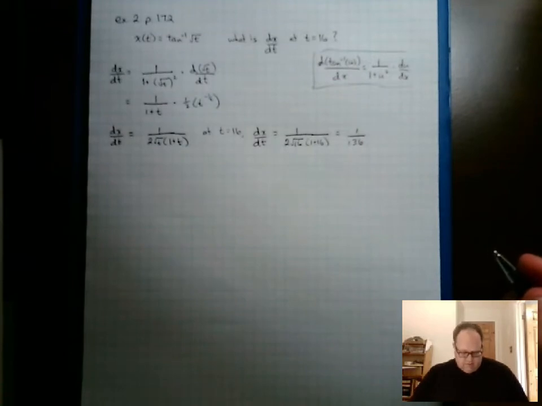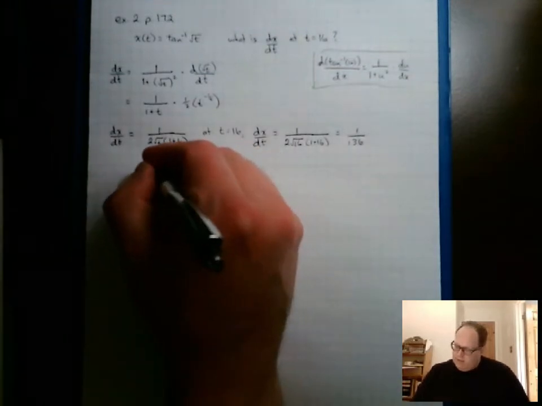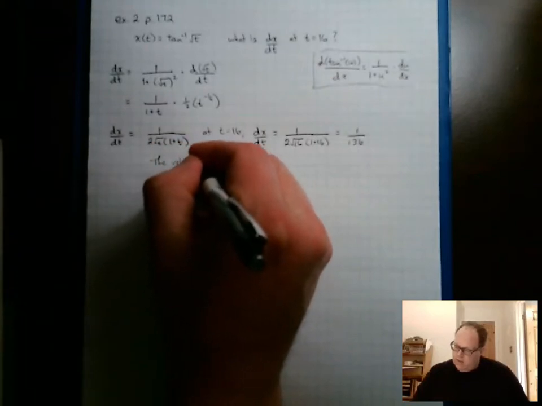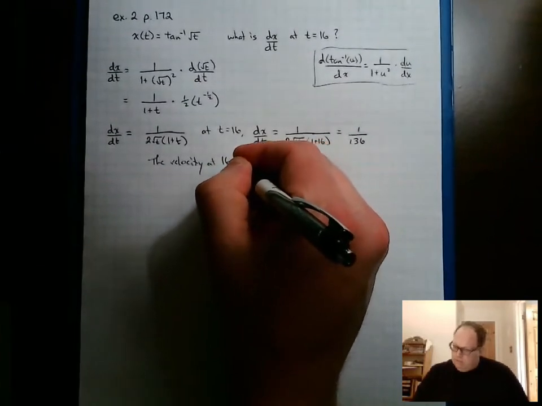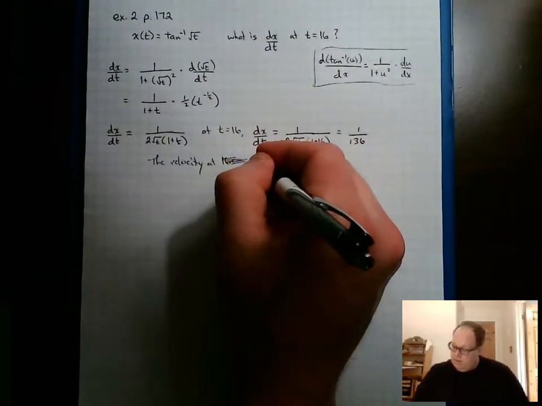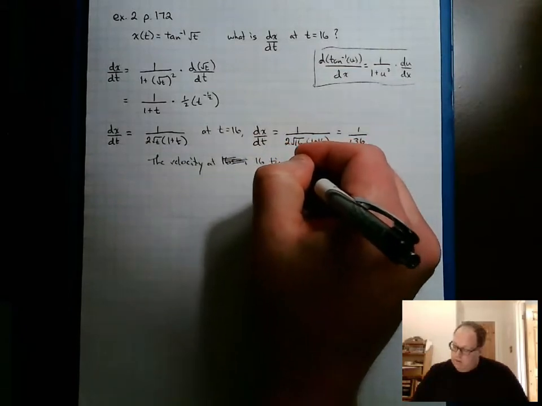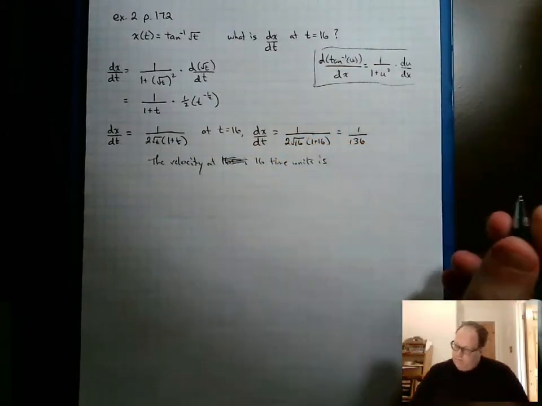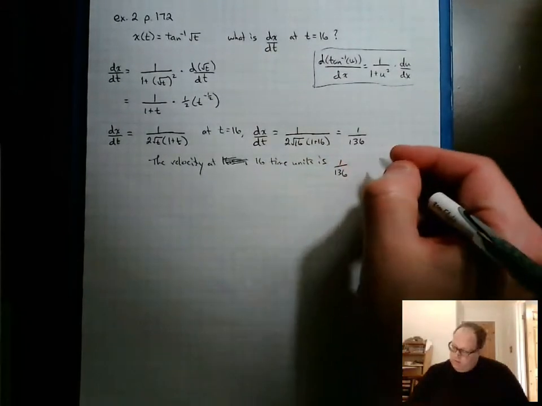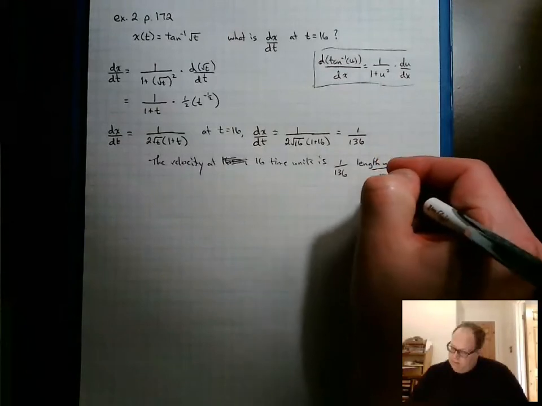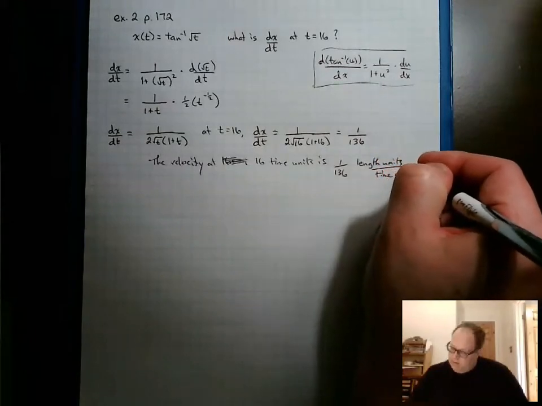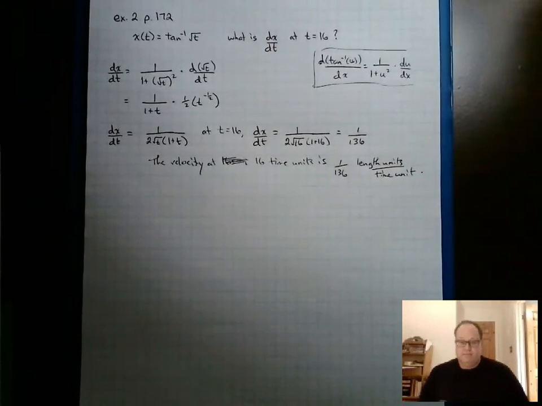We're not given any specific units, so we have to leave that unitless at this point. So I can say the velocity at 16 seconds, well, 16 time units, I guess, is 1 over 136. This is going to be fun. Length units per time unit, whatever those turn out to be.